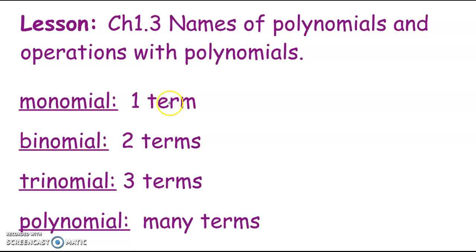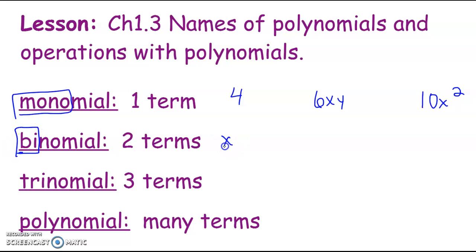All right, just to review, one term, like 4 or 6xy or 10x squared, would be a monomial. Two terms would be a binomial. A lot of times we're looking at it when we're looking at factors. So x plus 5, but it could be something more complicated like 4x squared y plus 7.